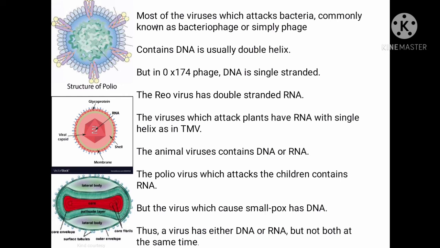Most of the viruses which attack bacteria are commonly known as bacteriophage or simply phage. The DNA is usually double helix, but in phi X 174 phages, the DNA is single stranded. The retrovirus has a single stranded RNA. The viruses which attack plants have RNA with a single helix, particularly in the tobacco mosaic virus. The animal viruses contain DNA or RNA. The polio virus which attacks children contains RNA, but the virus which causes smallpox has DNA. Thus, a virus has either DNA or RNA, but not both at the same time.